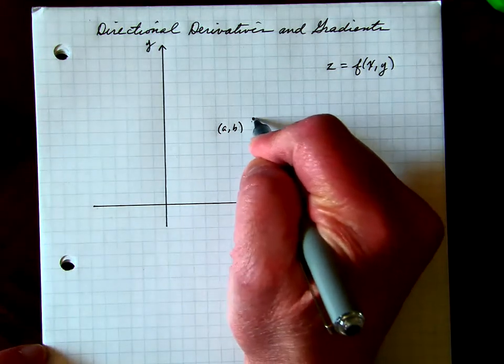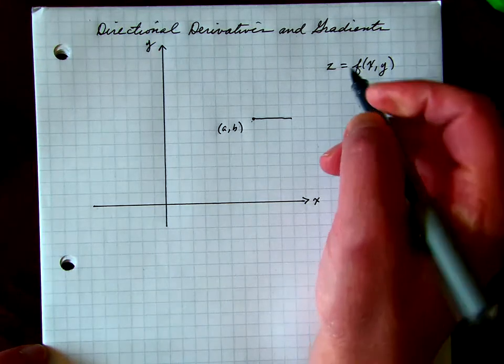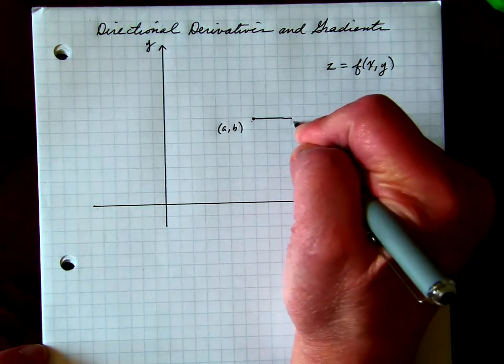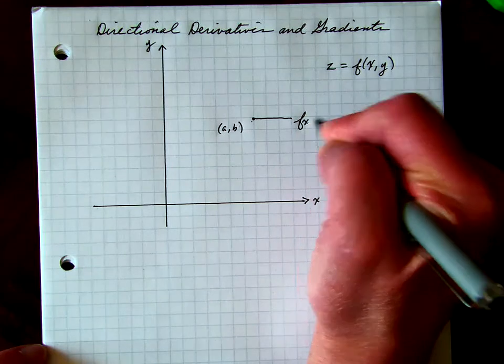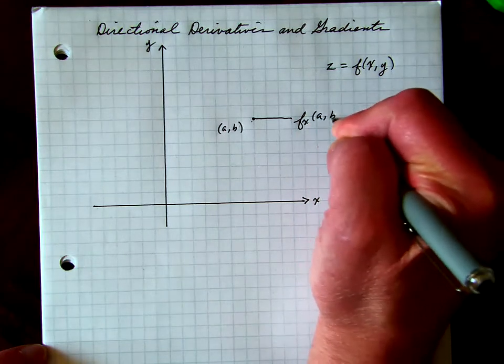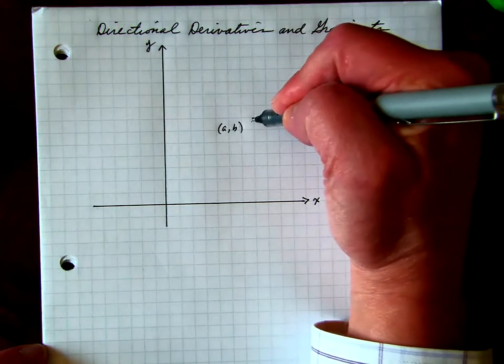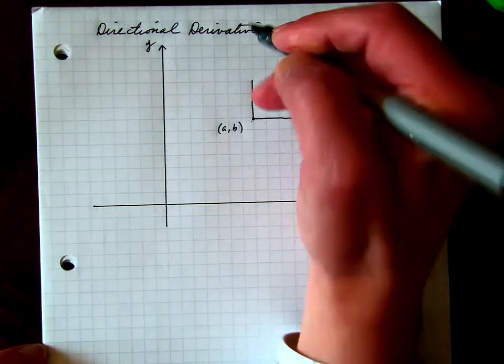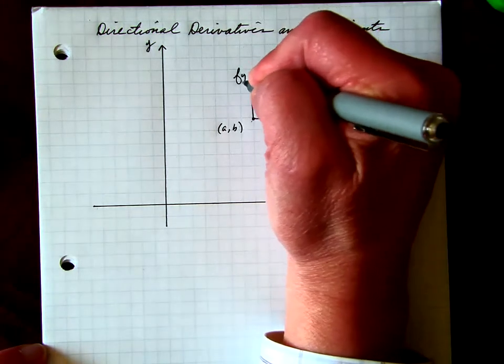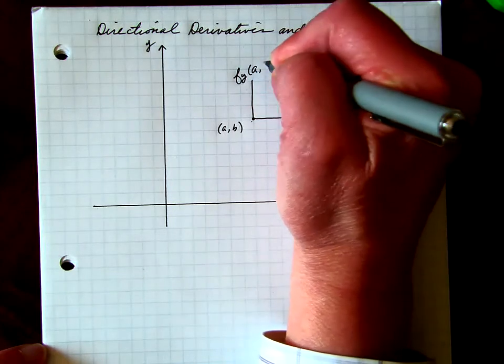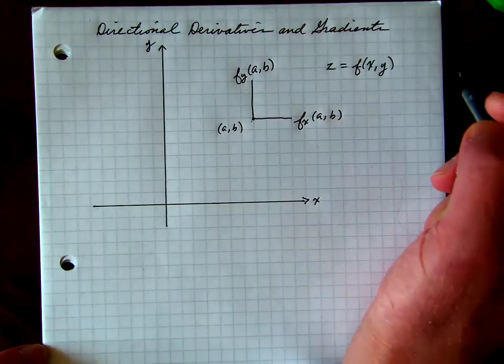We can find the slope of the function in this direction by finding fx and evaluating it at (a, b). We can do the same thing in this direction by taking fy and evaluating it at (a, b).